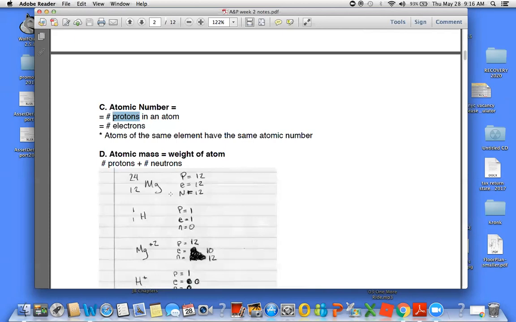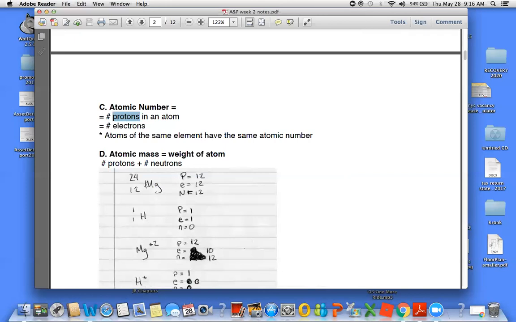So if we look at magnesium down here, our example, it has 24 and 12. 24 is the atomic mass, 12 is the atomic number. We look at the little number, and then we just say that's the number of electrons and protons you have. So magnesium has 12 electrons, and 12 protons as well.